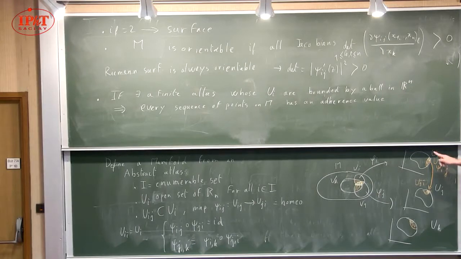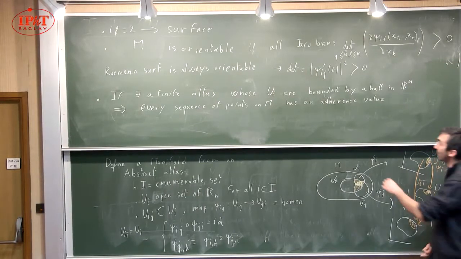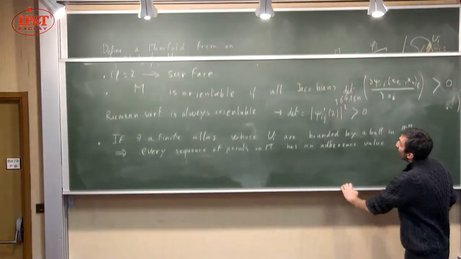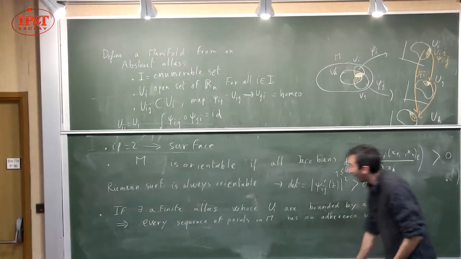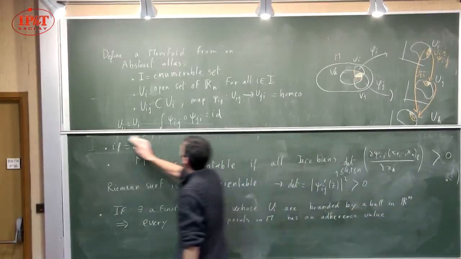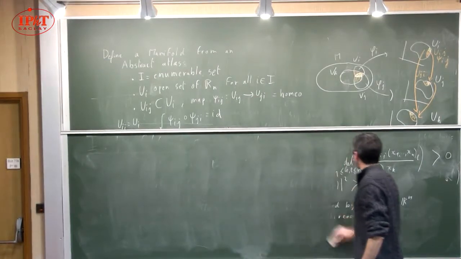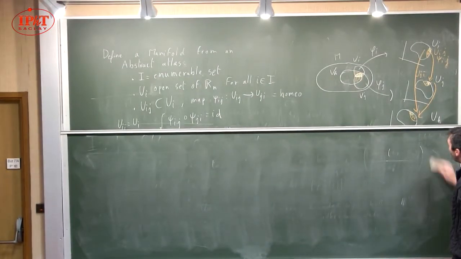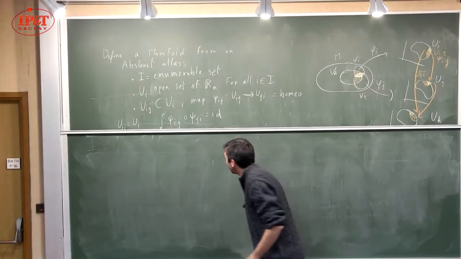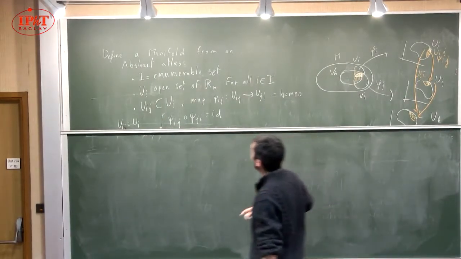What I want to insist on is that when you compose the transition maps, it's equivalent to doing that. So it commutes. This is the condition for this to be well defined. If you have an abstract atlas, there is a very easy way to define a manifold from it.